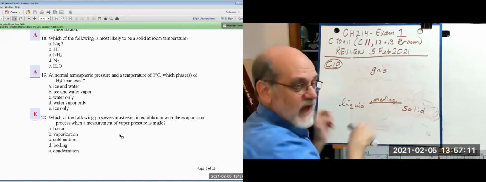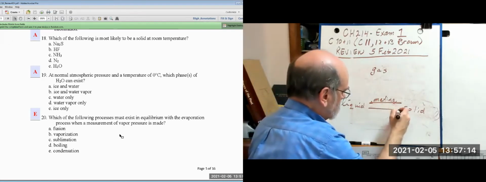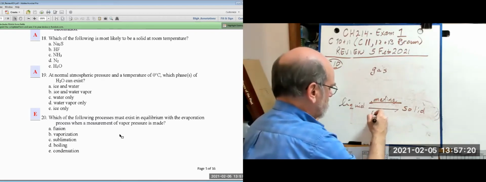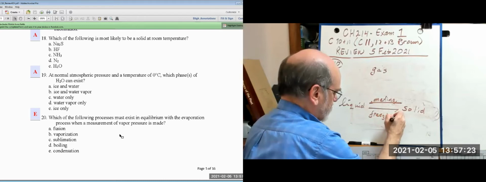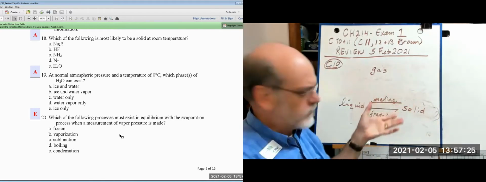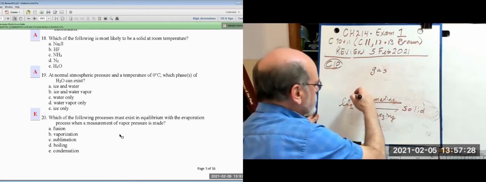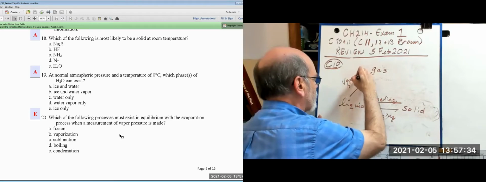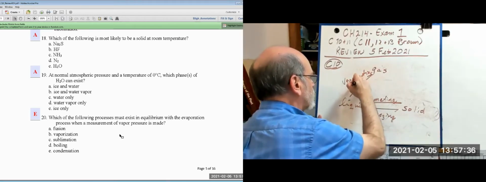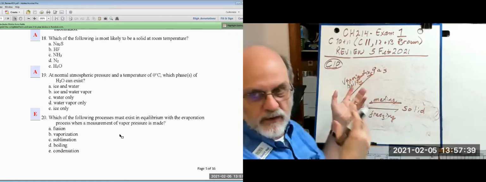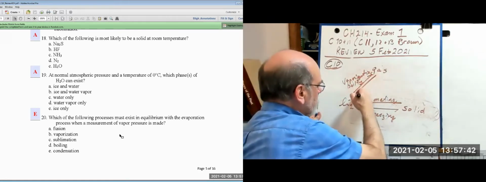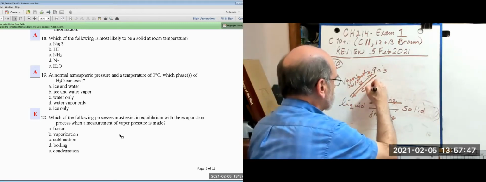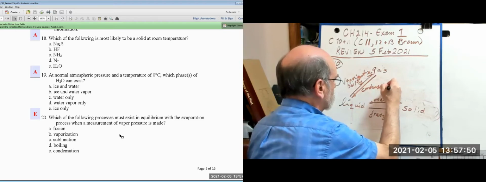If you go from liquid to solid, that's called freezing. Those are common words. We know those. If you go from liquid to gas, that's called vaporization or boiling, either one. If you go from gas to liquid, that's called condensation. Okay?